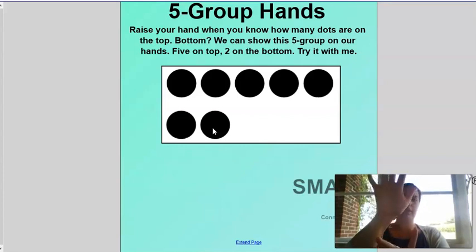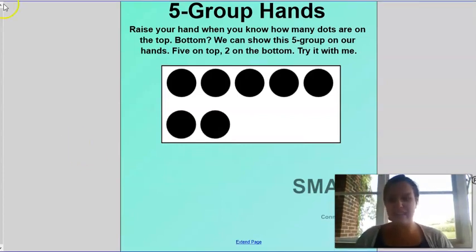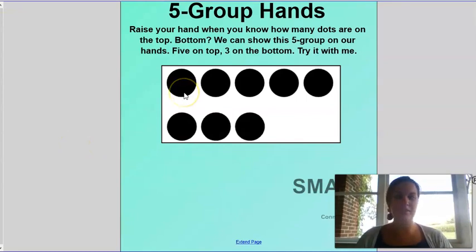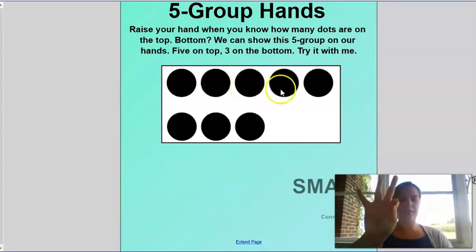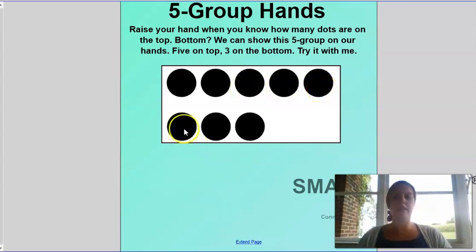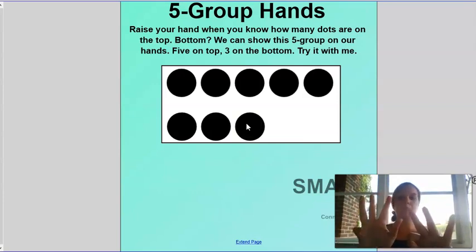One more, okay? Let's count how many we have now up top. 1, 2, 3, 4, 5. And how many on the bottom? 1, 2, 3. So look at it. Got 5 up top and 3. See on my fingers. And let's count. 1, 2, 3, 4, 5, 6, 7, 8. We had 8 dots. Very good.